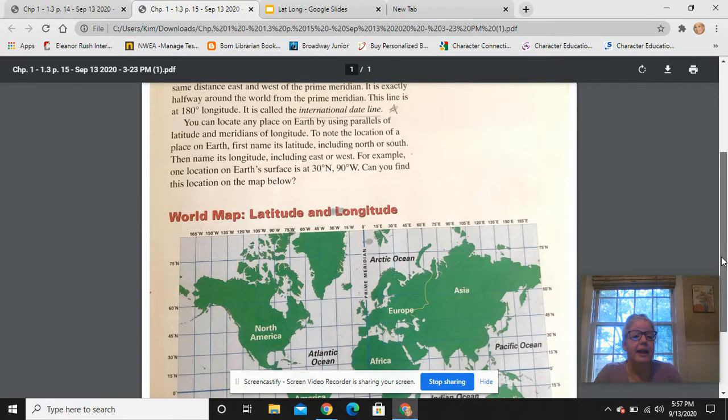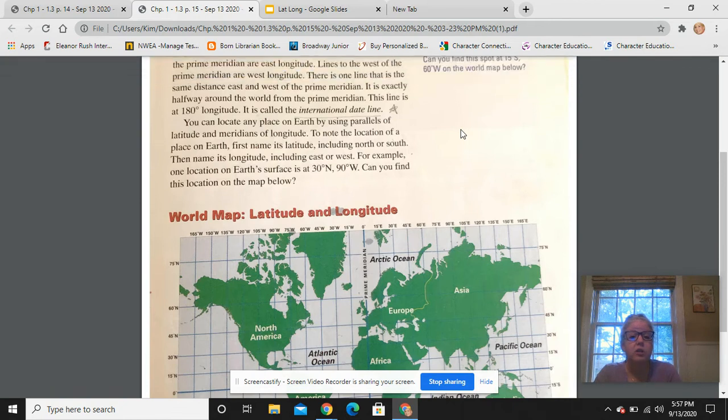You can locate any place on Earth by using parallels of latitude and meridians of longitude. To note the location of a place on Earth, first name its latitude. So you're going to go north or south. Then name its longitude, including east or west. We have to know if we're going east or west of the prime meridian.